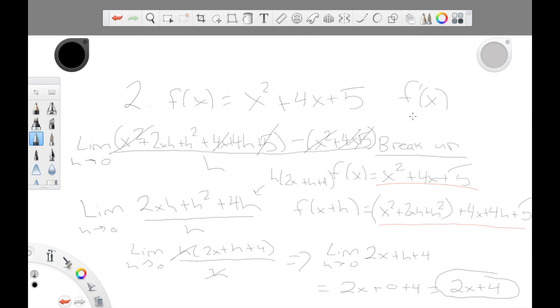If we were to find the instantaneous rate of change of f of x at point 1, we would plug 1 into the derivative, and it would give us 6. 2 times 1 plus 4 is 6. And that means the slope of the graph at x equals 1, or the slope of the tangent line, would be 6.